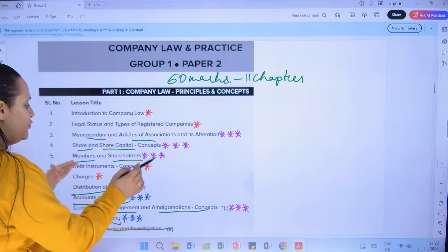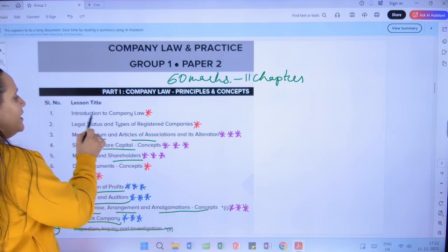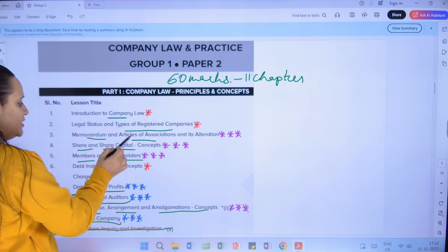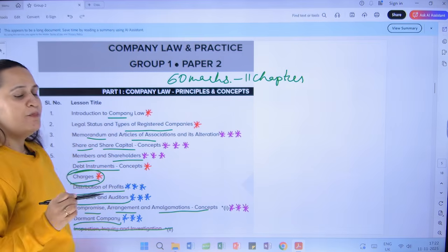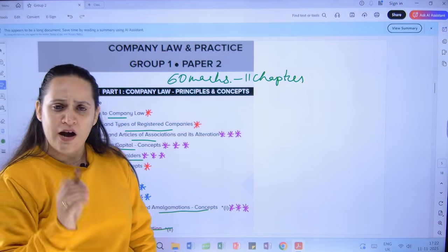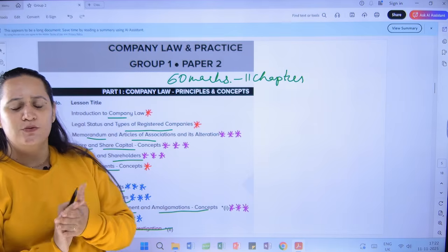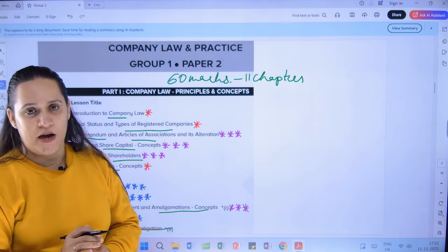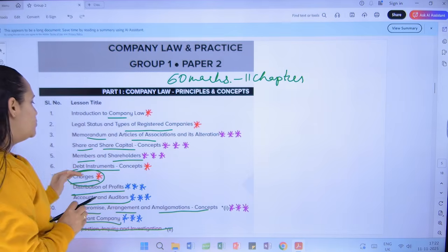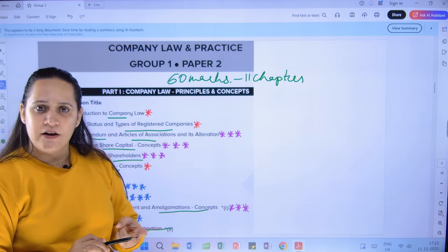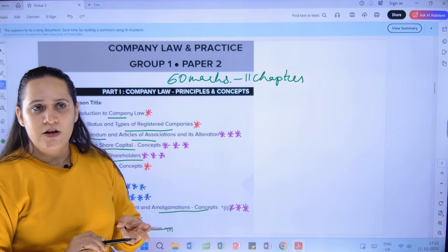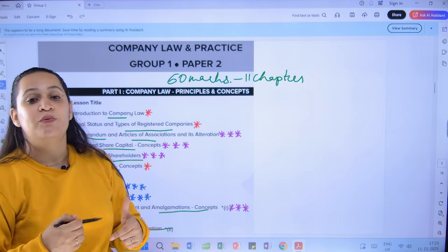And lastly, once you finish these chapters, you can focus on introduction to company law, types of registered companies, debt instruments and charges. Again, charges is an important chapter. They are going to ask questions. Like I said, the institute is going to ensure that they cover every chapter. But I've kept charges to the last because it is a chapter which is easily understandable and a small chapter. So even if you keep it at the end, the revision will become quicker.